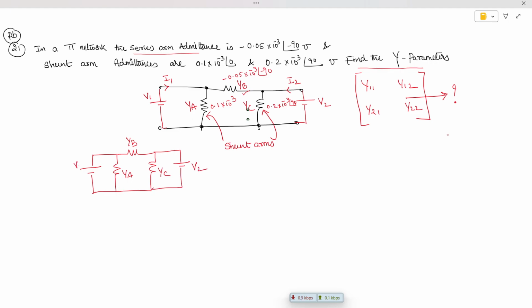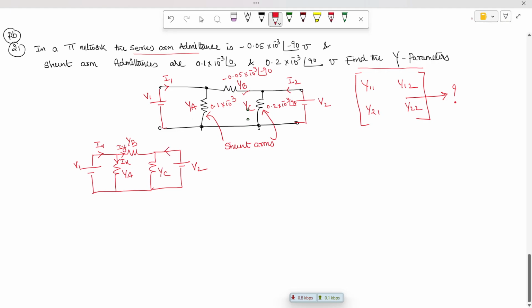The network is excited with voltage V1, and here I am assuming a current I1 is flowing. The current in this branch is Ix, the current in this branch is Iy, and the current in this branch is I2. I am assuming the current flowing in this branch is IA and the current in this branch is IB.